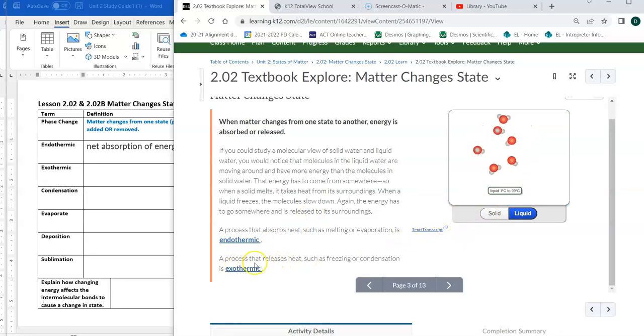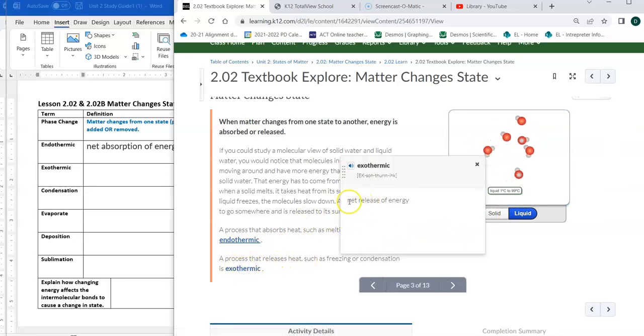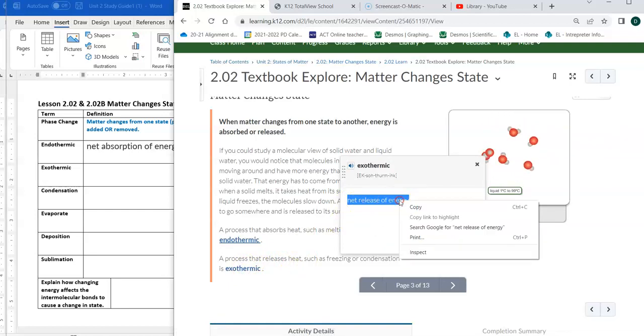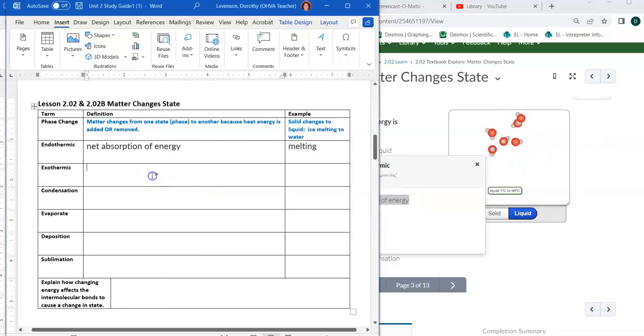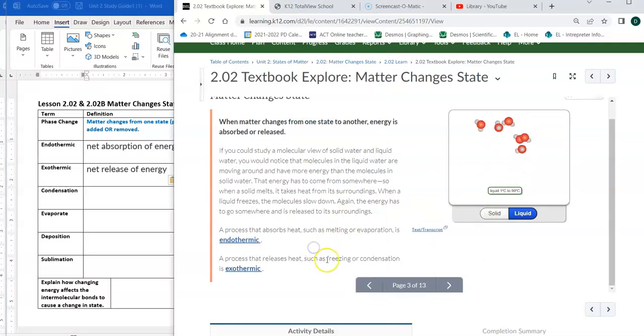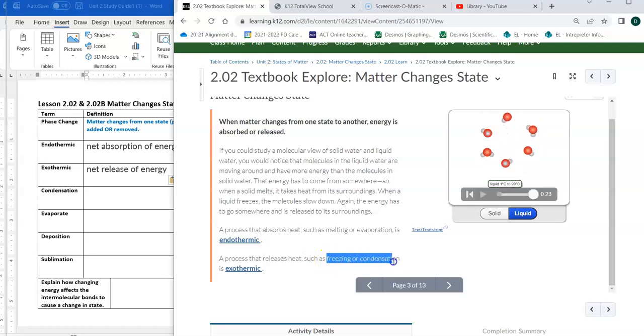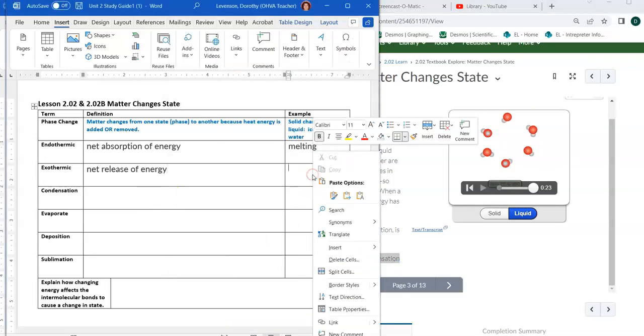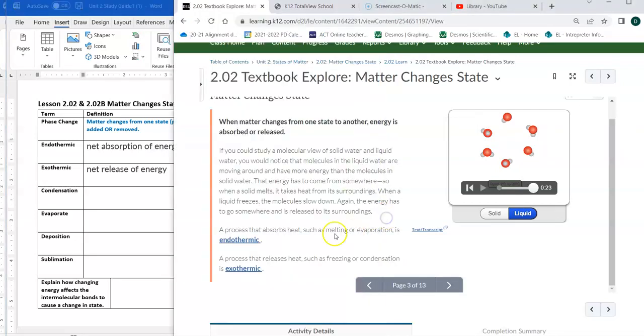So then we can do exothermic. Exothermic is the net release of energy, right? Net release of energy. It's not about typing, it's about recognizing correct answers and being able to put them in the right places, like freezing or condensation.